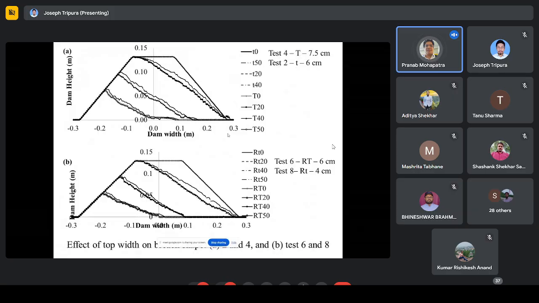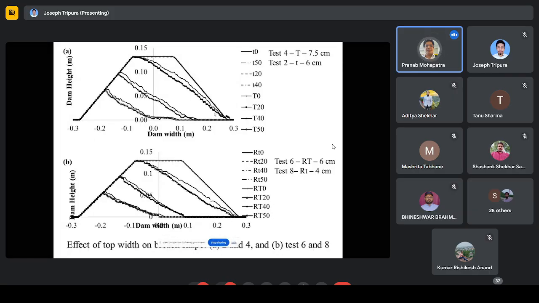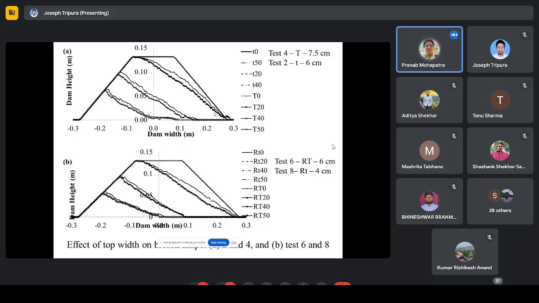So these are some other results from the same test. What I said is we tested different shapes and sizes. For example, this is the effect of top width. Now, keeping the depth the same, if we change the top width, what will happen to the breach? Okay, next.